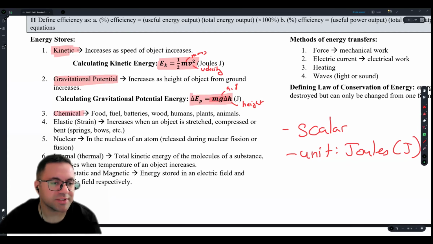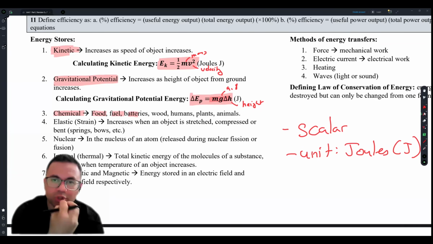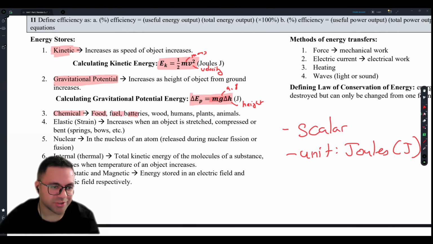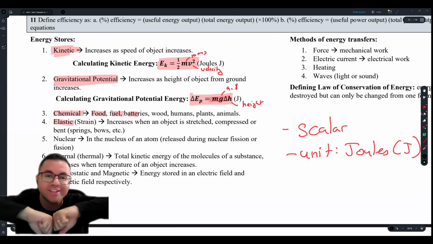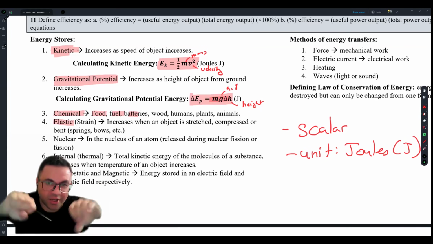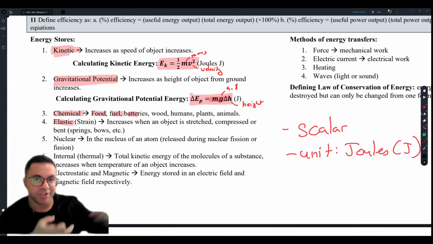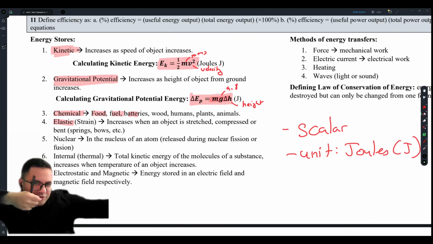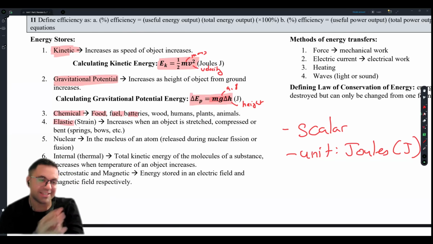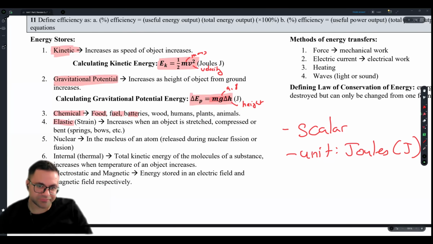Chemical energy. This is the energy in food and fuel and batteries and so on, and human beings and plants and animals. So the energy stored in us when you eat, that's chemical energy. Elastic or strain. This is the energy stored in an object when it is stretched or compressed or bent. So when I used to play archery and I used to pull on my bowstring, the energy stored inside the bow because it bends is elastic energy, right? It doesn't have to be stretching, could be bending, could be compression, okay?